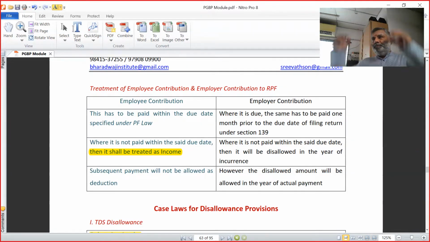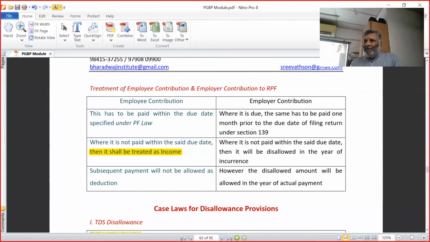Sir, employee's contribution, employer's contribution. I am supposed to pay you 50,000 as salary. I reduced 2,000 and paid you only 48,000. This 2,000 I'm supposed to remit in your name with the PF department along with my contribution of 2,000.